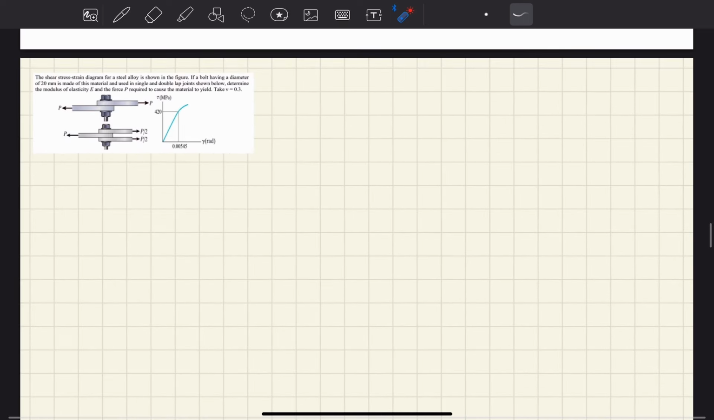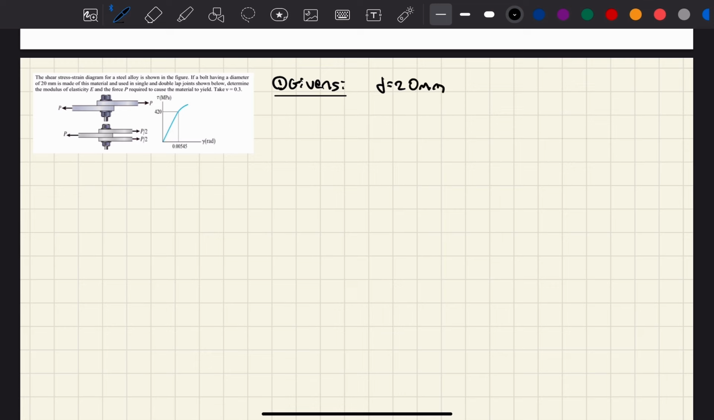Okay, so in terms of givens, we can start off with the fact that the diameter of this bolt in question is 20 millimeters. So we can say diameter is equal to 20 millimeters. We're given Poisson's ratio, and we can write that down as equal to 0.3. We know that Poisson's ratio compares the lateral strain to the longitudinal strain.